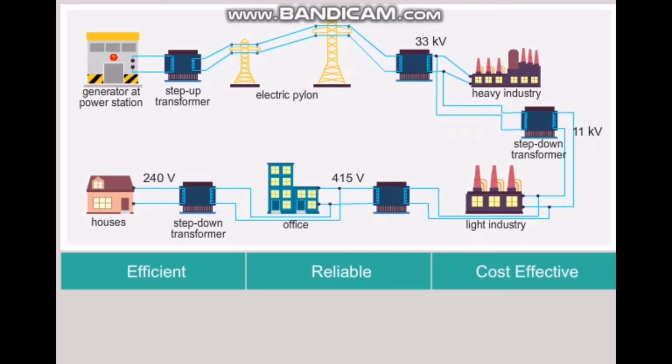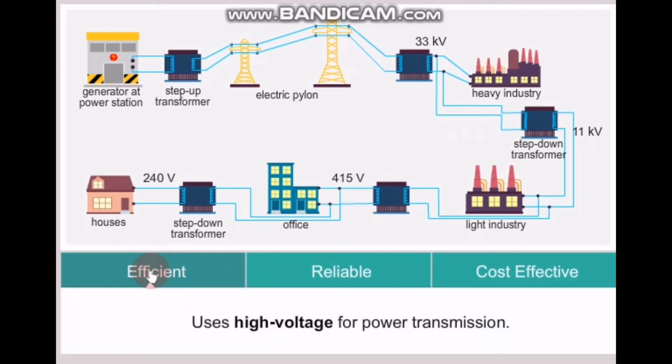So it seems that we have come to the final part of today's lesson. What is the importance of the National Grid Network? A National Grid Network is to ensure that the transmission of electric power is, number one, efficient, where it uses a high voltage for power transmission in order to reduce the power loss.